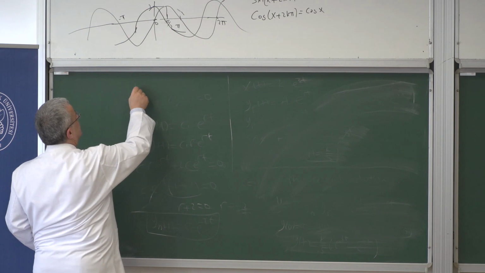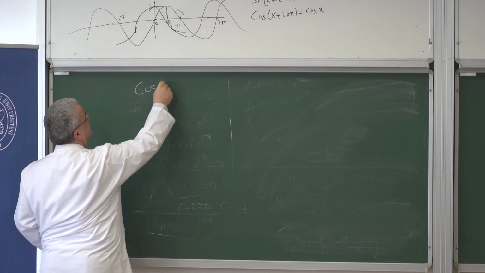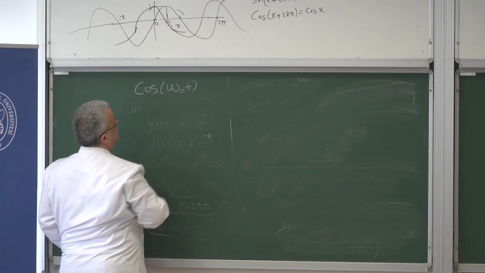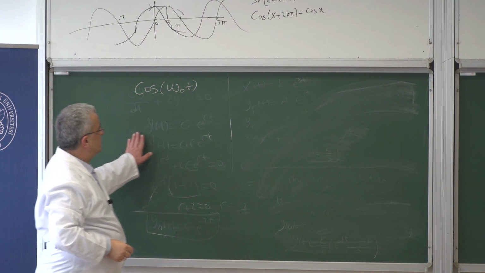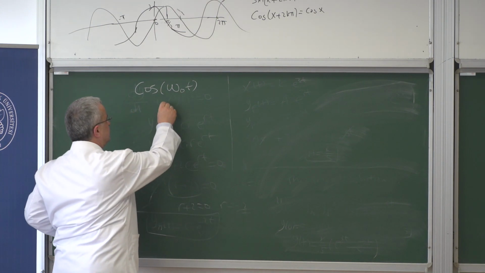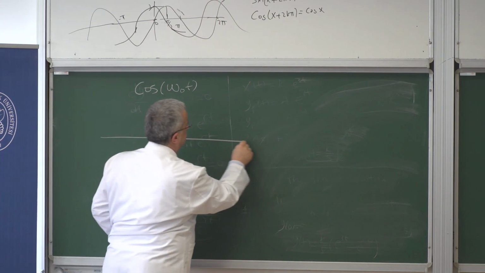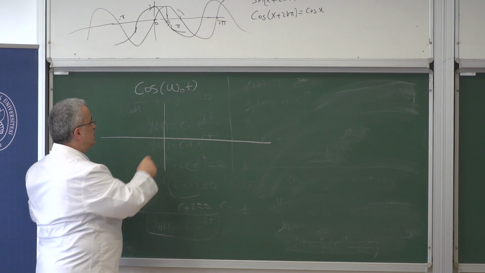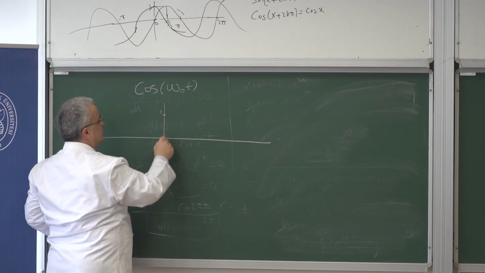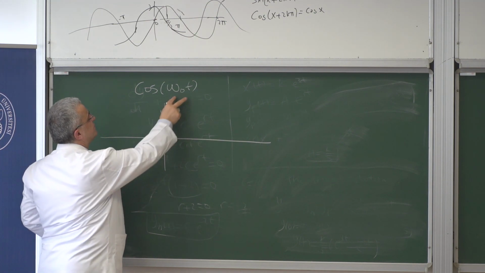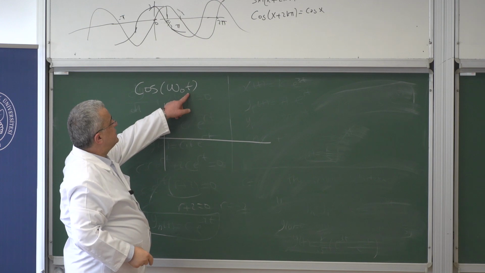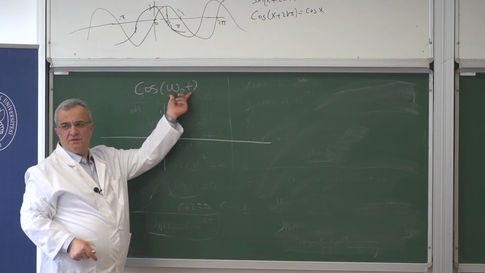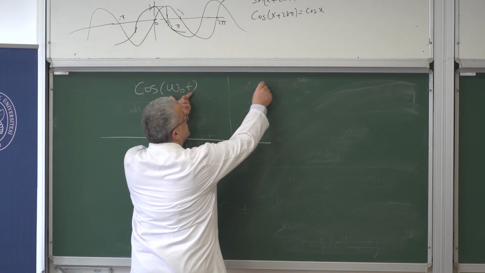How about cosine of omega 0 t? Let's plot this one. For t equal to 0, this is 1, isn't it? So for what value of t is this zero? When the argument is pi over 2. So we just write it here, isn't it?